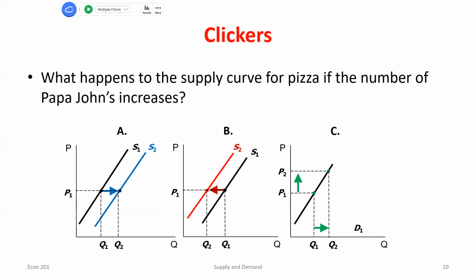So let's try one more. I'm going to be nice on this. Now let's think about the supply curve for pizza. I chose Papa John's here. Probably not supposed to say, but they were having Ball State, so that's why I have an example.